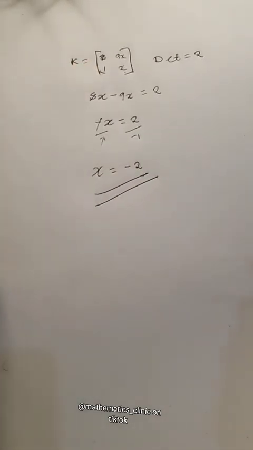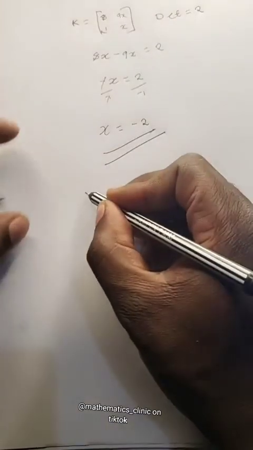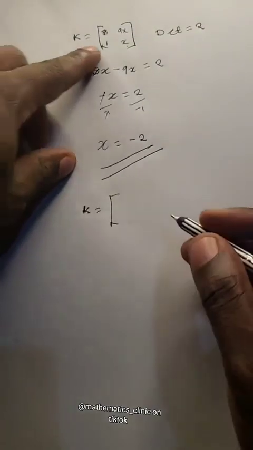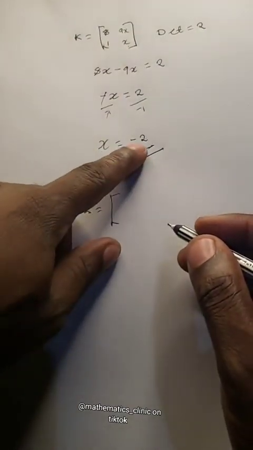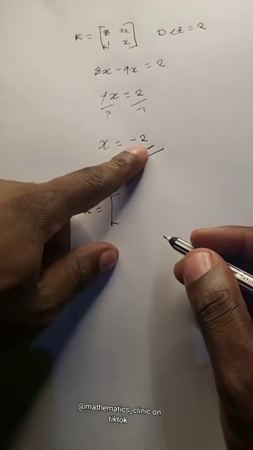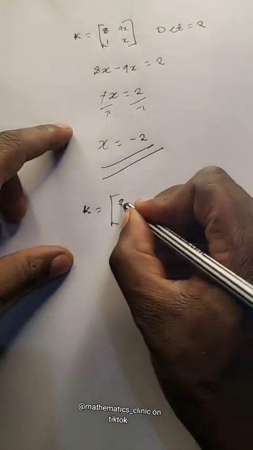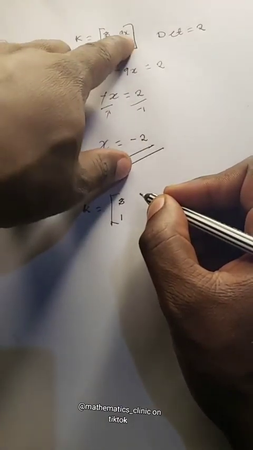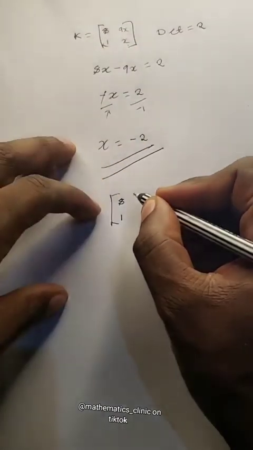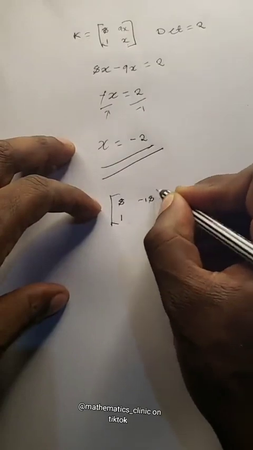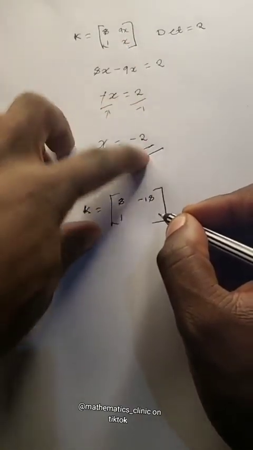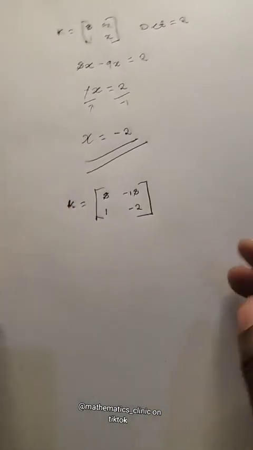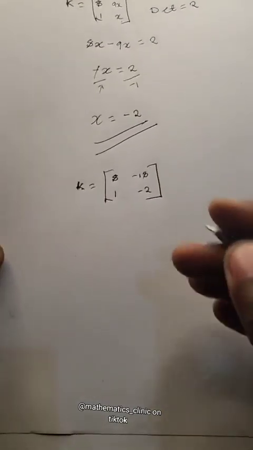For us to find the inverse of K, we are going to first come up with the same matrix that we were given. But this time around, where there is x, we put negative 2. So it will be 8, 1, then 9 times negative 2, because where there is x, we are putting negative 2. So 9 times negative 2 is negative 18. Then where there is x, we put negative 2. After that, we can find the inverse. How do we find the inverse?